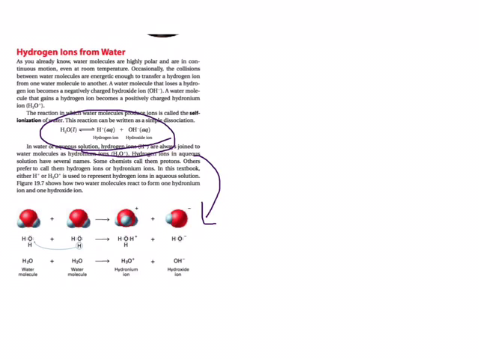It says in water or aqueous solution, hydrogen ions are always joined to water molecules as hydronium ions. And hydrogen ions in aqueous solutions have several different names. Some chemists call them protons, others refer to them as hydrogen or hydronium ions. In this textbook, it said either hydrogen, H plus, or hydronium is used to represent hydrogen ions in aqueous solutions.